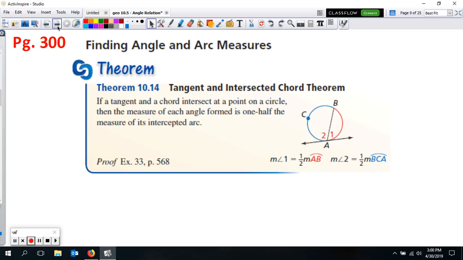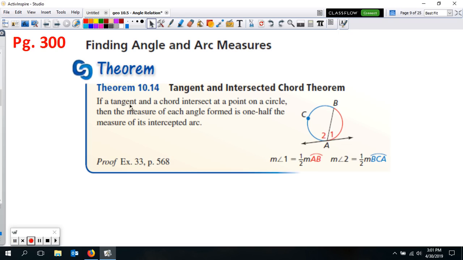So on page 300 of your notes, we're going to see quite a few theorems and core concepts, but we'll start with this one. It's a tangent and intersected chord theorem. So if you look at the diagram over here, you have your circle, you have a tangent line. Remember, a tangent is a line that just grazes the edge of the circle at a point of tangency, which would be A. With a chord going from there to another point B, that creates two angles, our 1 and our 2.